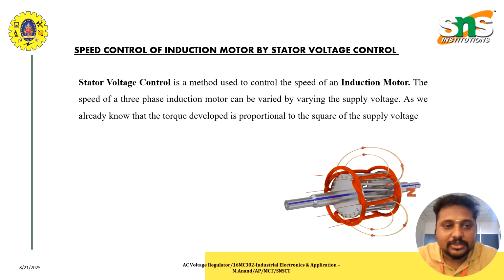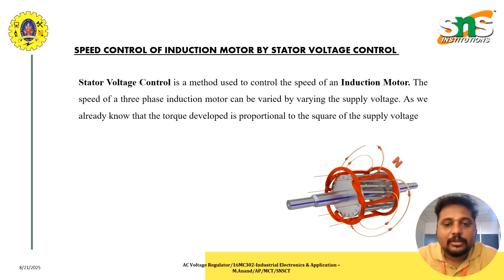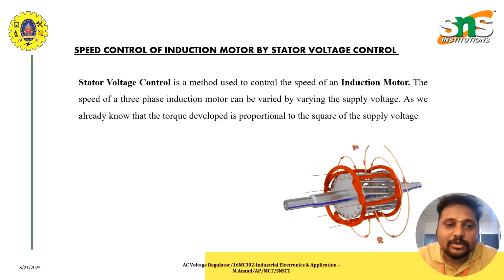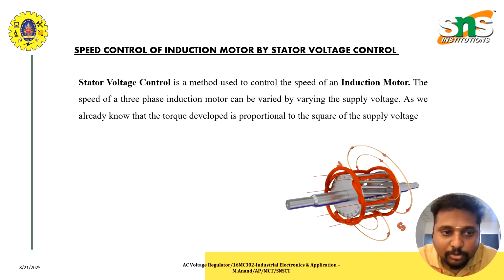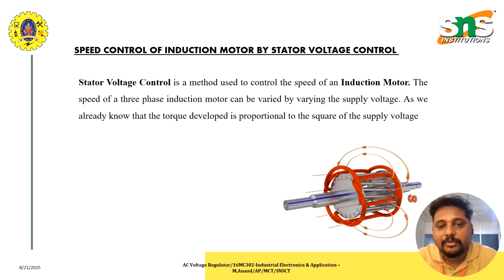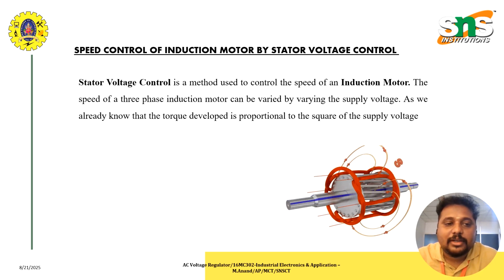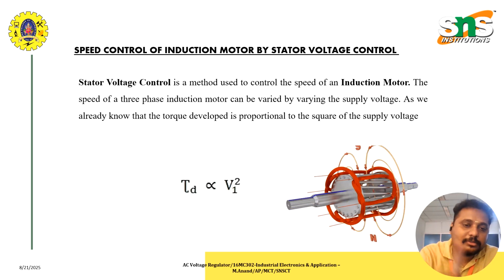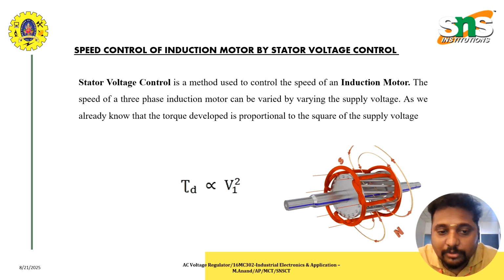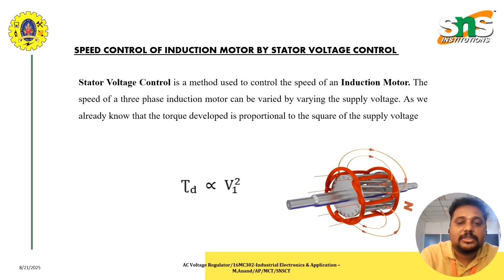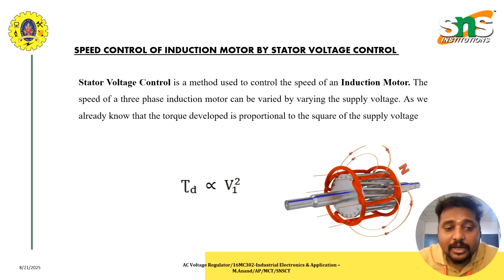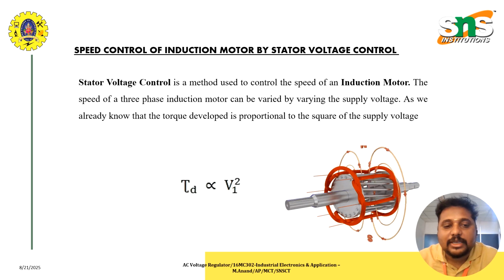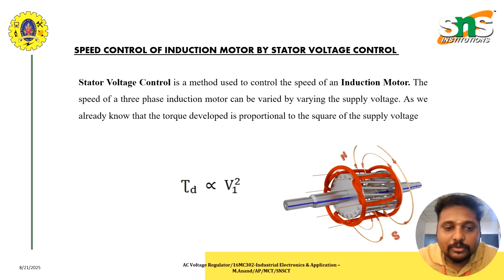Before going to the voltage regulation, let us see how voltage impacts the motor. Normally, stator voltage control is the method used to control the speed of the induction motor. The speed of a three-phase induction motor can be varied by varying the input supply. As we already know, the torque developed is proportional to the square of the supply voltage. If you change the supply voltage, it directly affects the torque. So we can indirectly change the torque of the motor with the help of voltage.